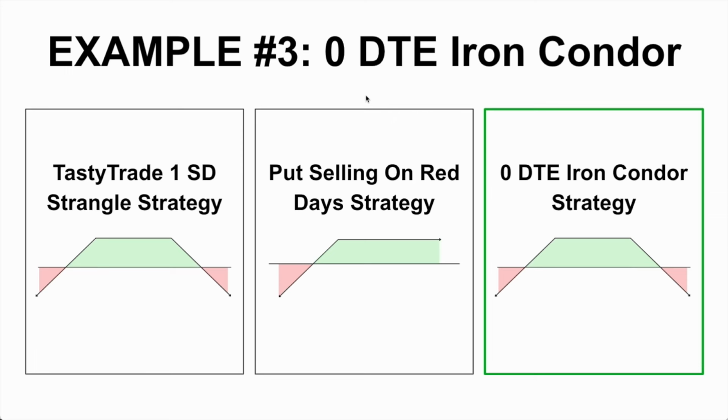Wasn't that cool? Guys, it's so awesome because if we sell puts on red days, we're going to collect more money, which means we make more money and we have a higher win rate. Now we can do that on autopilot. But let's dive into the next example of how to automate a 0 DTE Iron Condor.